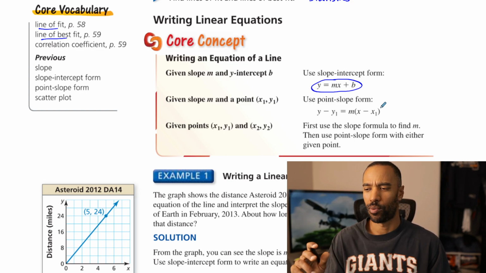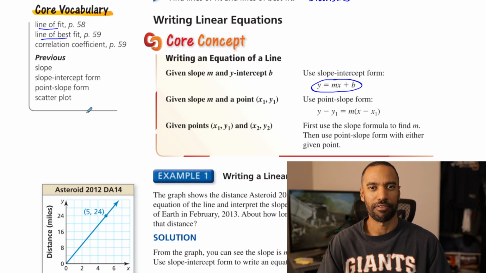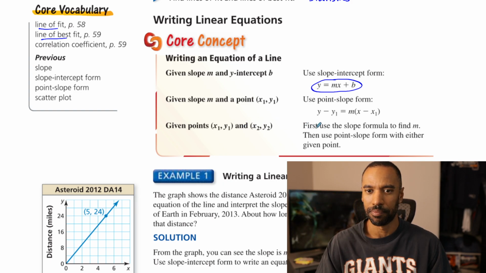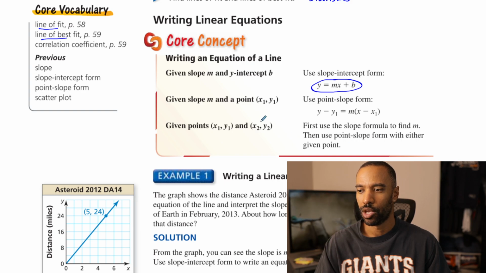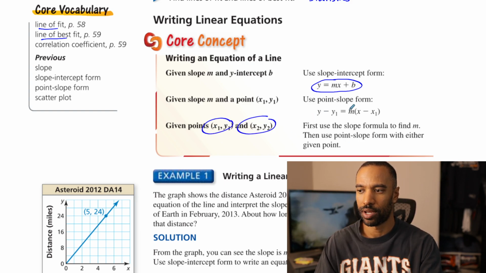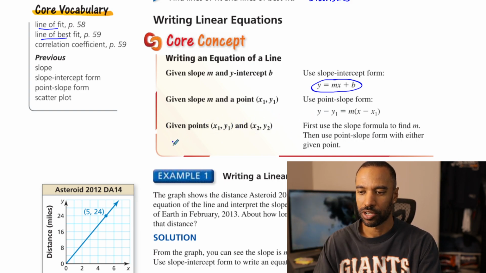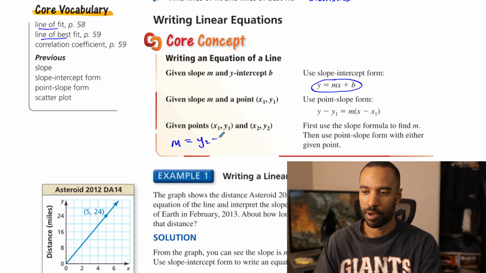There are a lot of ways to remember what it is. It's based off the slope formula, and that's what they're talking about here. Use the slope formula to find m, then use point-slope form with either given point, this one or this one, to write an equation. The slope formula is y2 minus y1 over x2 minus x1.